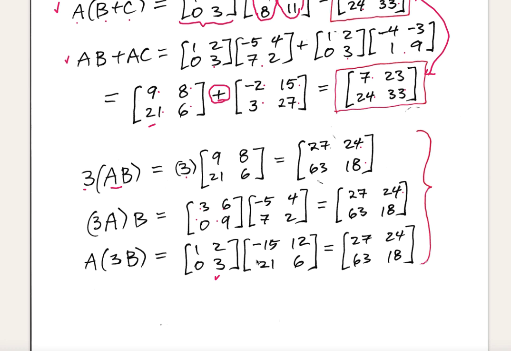15 times 1 plus 2 times 21. That's 42 minus 15, really. 27. Looks familiar. 15 times 0 is 0. 3 times 21 is 63. Check. 12 times 1 plus 2 times 6 is 24. Check. 12 times 0 plus 3 times 6 is 18. Check. They're all the same.